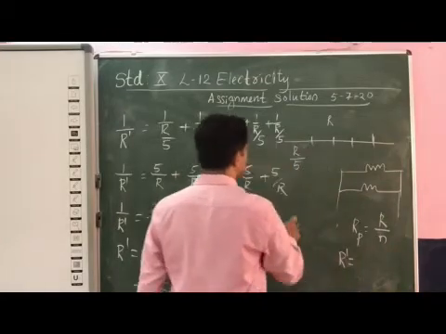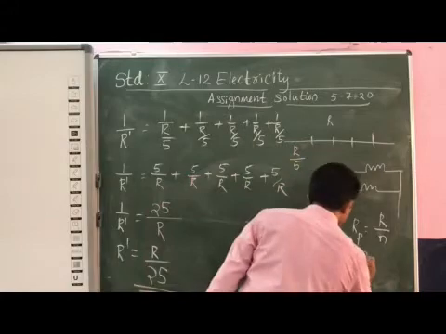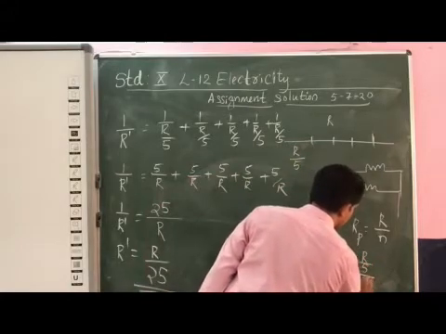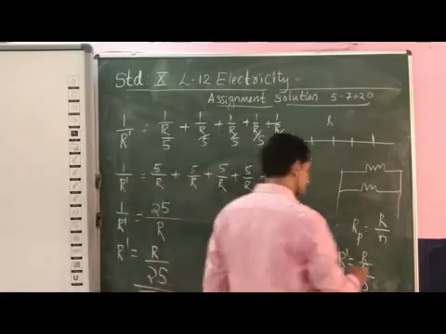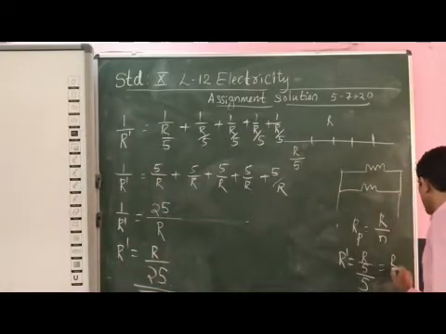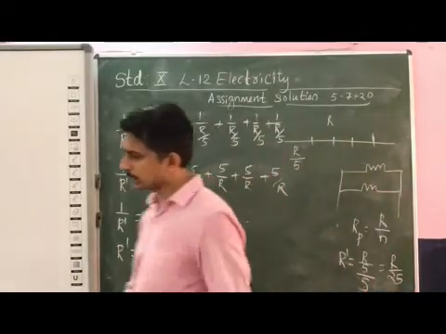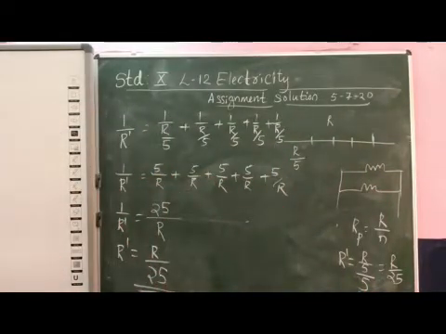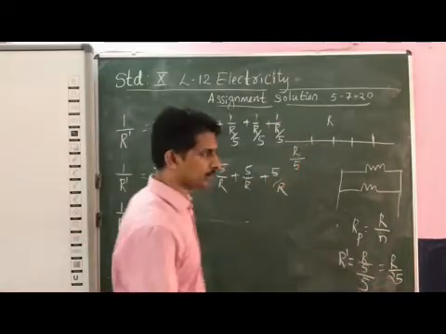R dash is equal to, what is the resistance of each part? R by 5. So it is R by 5 divided by 5, since there are 5 pieces. That means it should be R by 25. So this way you can easily calculate instead of doing this much calculation. So we got the effective resistance as R by 25.